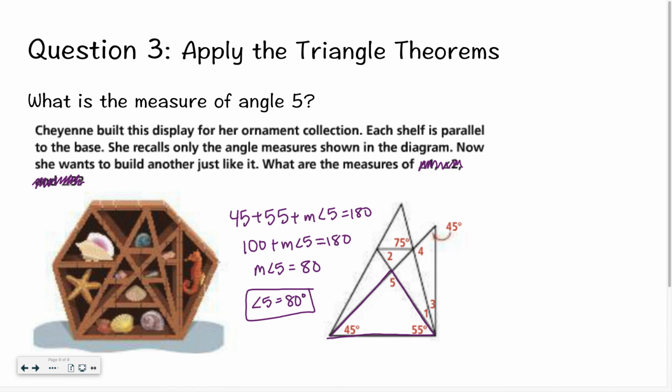Hopefully you used the fact that 5 was in that smaller triangle, and then you saw that you had the other two angles, so you could solve for the third. And when you solved for angle 5, you ended up at 80 degrees.